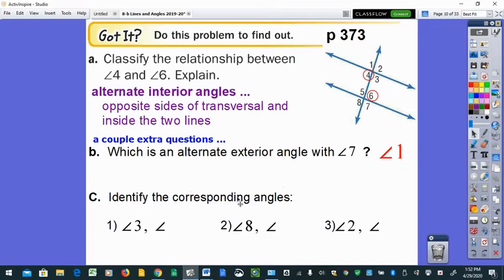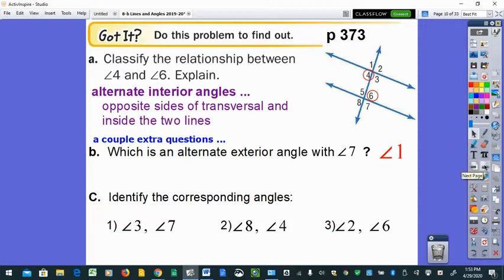So let's talk about corresponding angles. How about if you pause the video for a second? Who corresponds with 3, who corresponds with 8, and who corresponds with 2? Pause for a second, think about it, and we'll come right back. Okay, angle 3 corresponds with 7, lower right, lower right. Angle 8 corresponds with angle 4, lower left, lower left. And angle 2 corresponds with angle 6. They're both in the upper right of their groups.